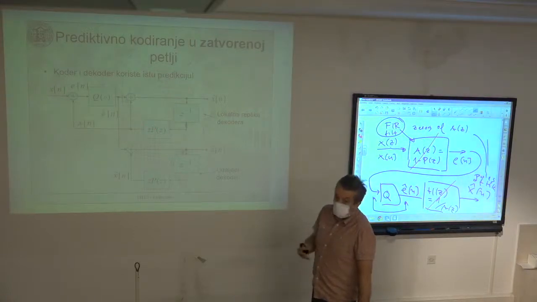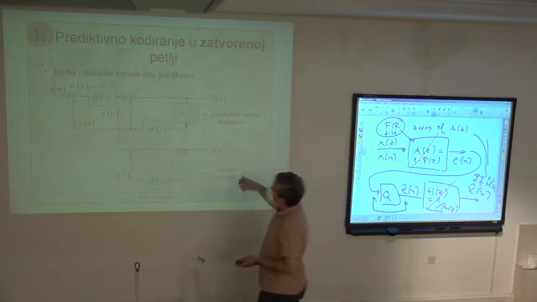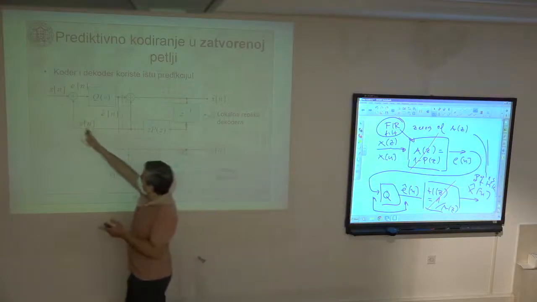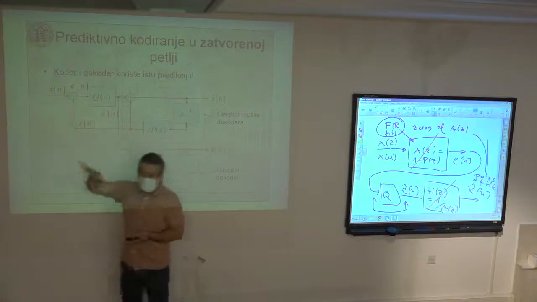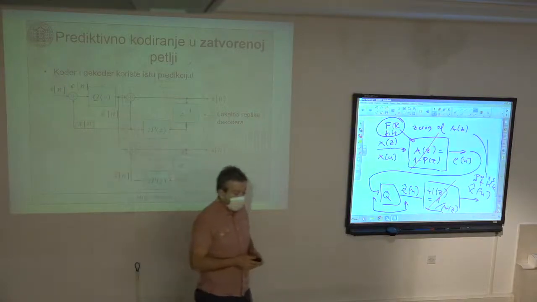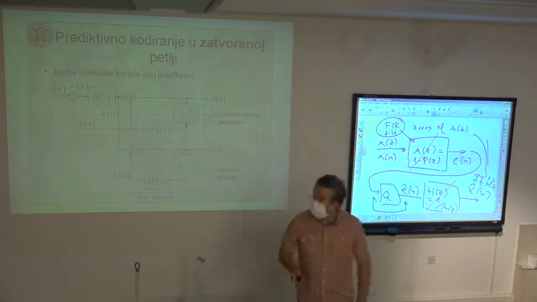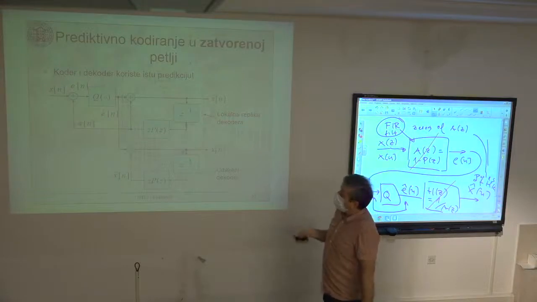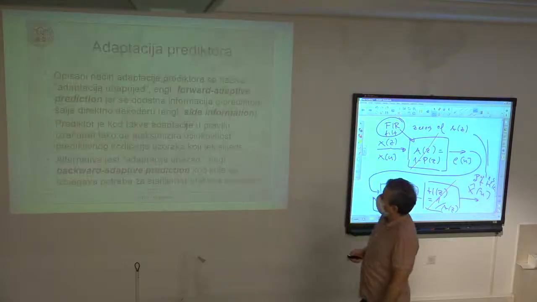So it is suboptimal. In the forward adaptive, I will take the whole block of the signal, I will compute the optimal predictor for this block, and then I will send this information as additional information to the receiver, together with the indices of quantized prediction residuals. So that is then forward adaptive prediction.